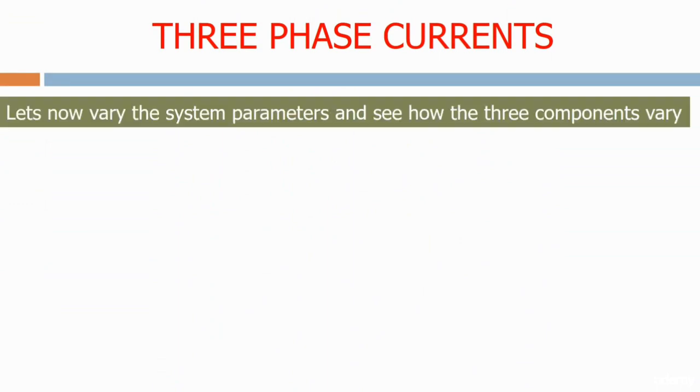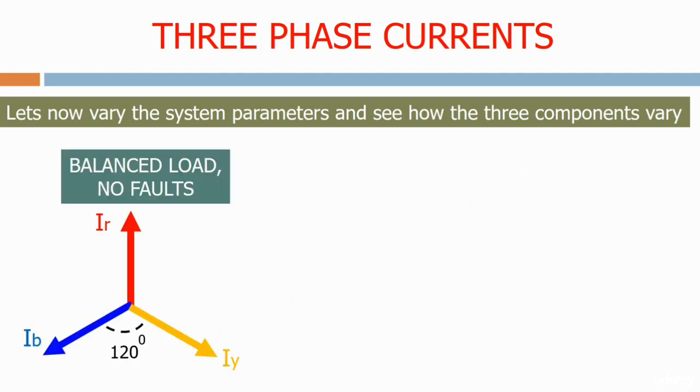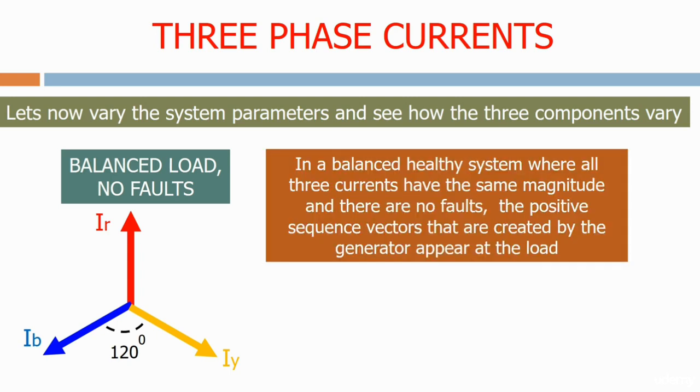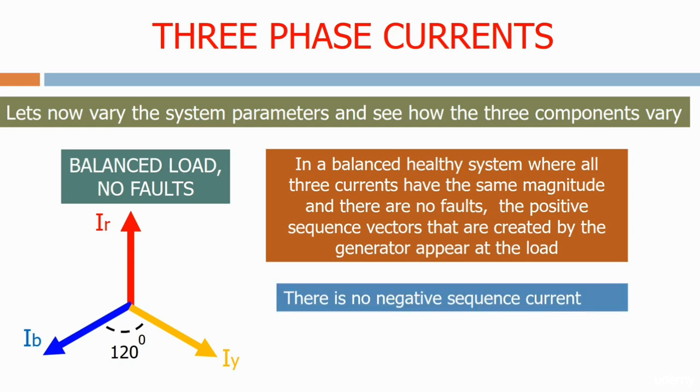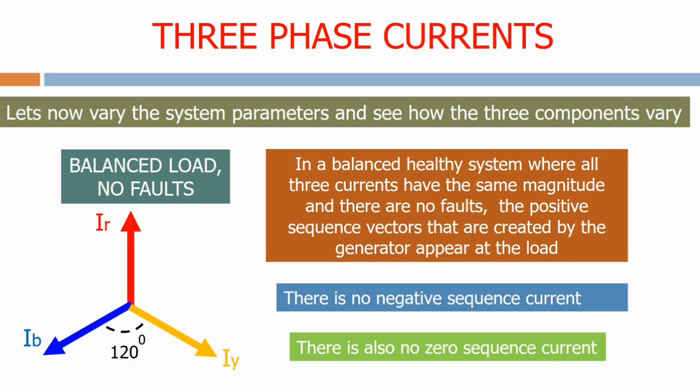Let's now vary the system parameters and see how the three components vary. Firstly, we have a balanced load with no faults. In a balanced healthy system, when all three currents have the same magnitude and there are no faults, the positive sequence vectors that are created by the generator appear at the load. There is no negative sequence current. There is also no zero sequence current.